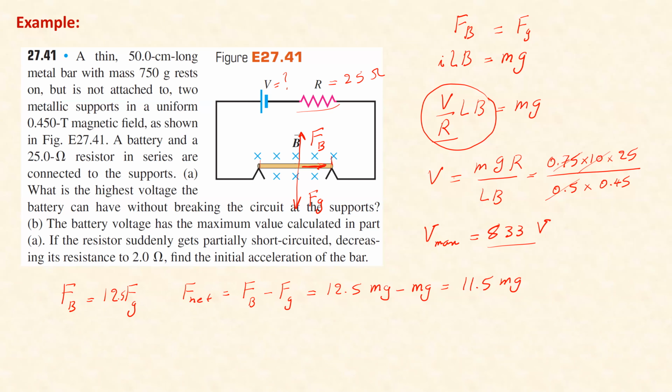So what is the acceleration? Acceleration is F net over m, which is now 11.5 g. If you want to use 10, it will be 115 meters per second squared. So it jumps up very fast.